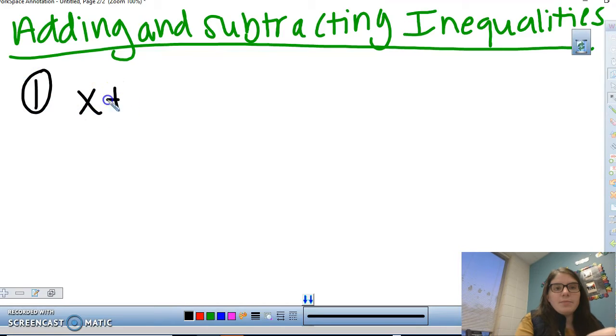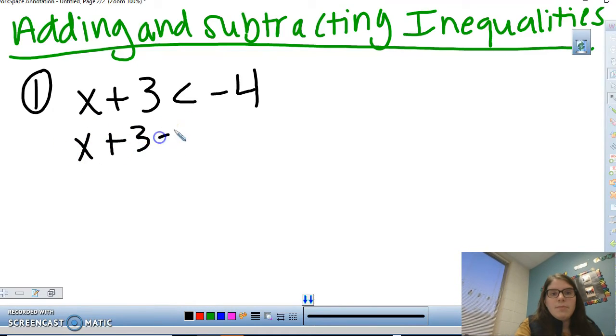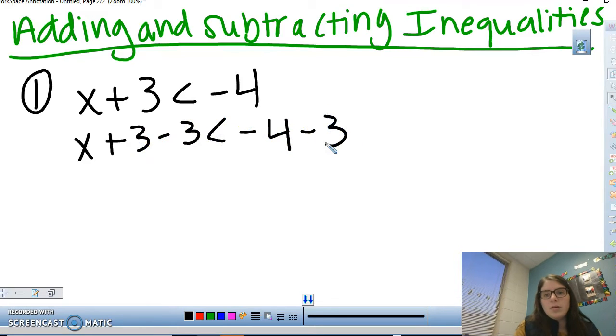If I have x plus 3 is less than negative 4, you'd solve it just like you were solving an equation. So the first thing you're going to do is subtract 3 from both sides. So you're going to have x plus 3 minus 3 is less than negative 4 minus 3. So 3 minus 3 would be 0, so I'm going to be left with x on this side is less than, if I keep change, negative 4 plus negative 3 would be a negative 7.